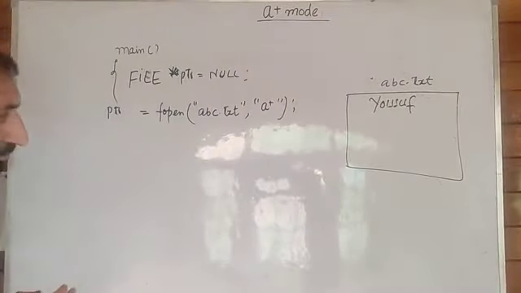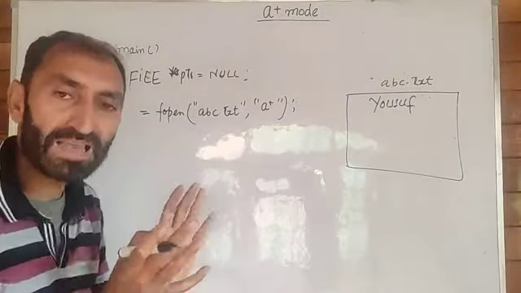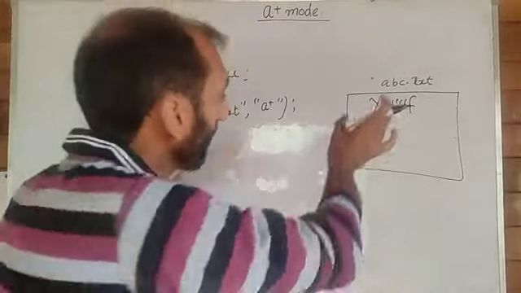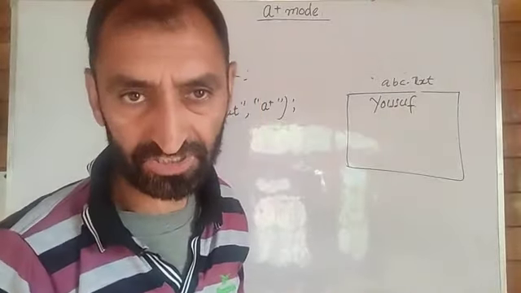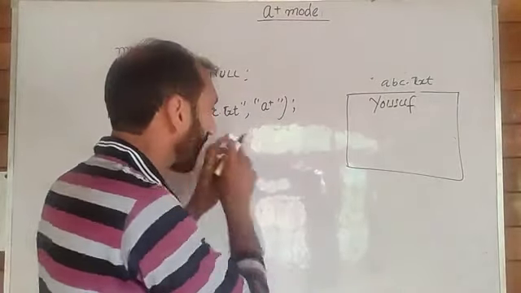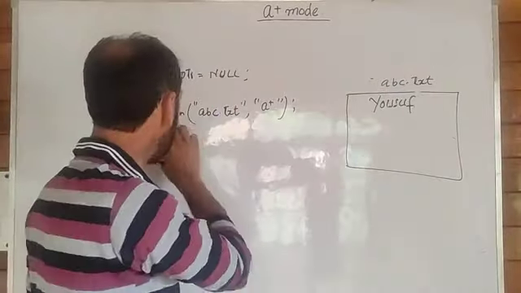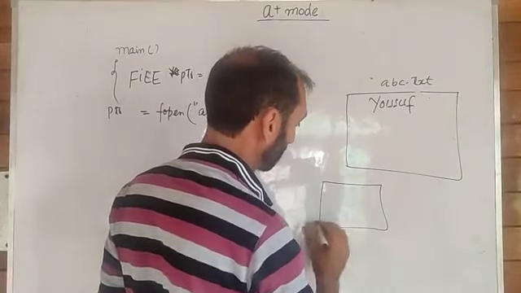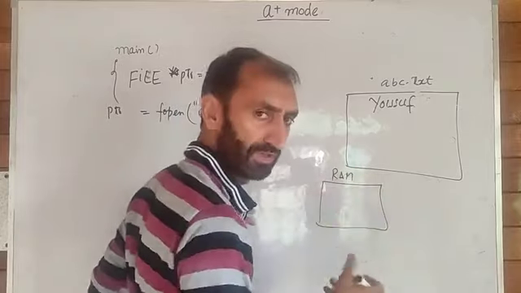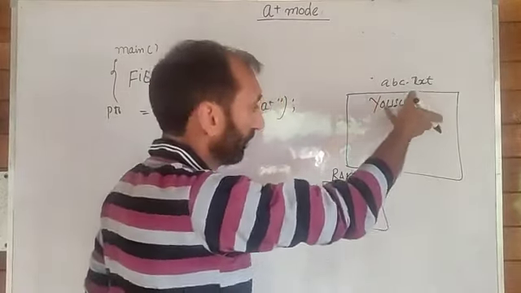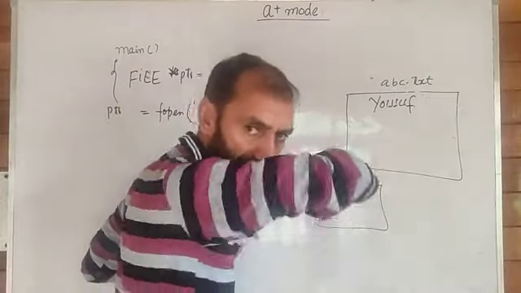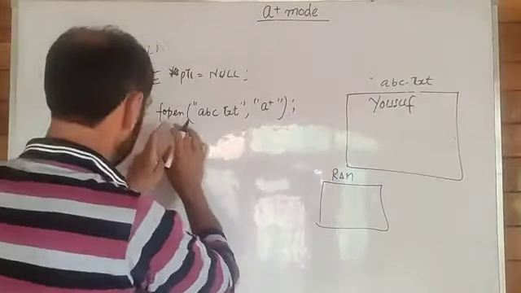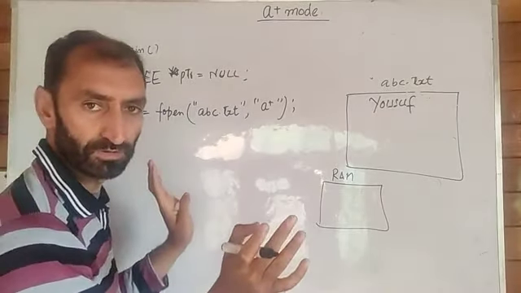Now, for example, two cases. If the file does not exist, for example, if due to some reason this fopen function fails to open the file, or fails to load the contents of this file into the main memory. Because we know that whatever operation we want to perform on files, first of all we have to load a copy of those files into the main memory, and in the main memory we can access those files through pointers.